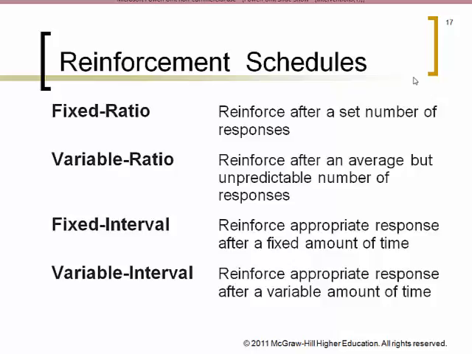With fixed ratio, we reinforce after a set number of responses. Because it's ratio, it's based on behavior, and because it's fixed, the person knows how many times they have to do the behavior to get the reward. For example, let's say I tell my son, for every 3 math problems you do, you can have a piece of candy. It's ratio because it's based on his behavior, and it's fixed because he knows how many times he has to do the behavior to get the reward.